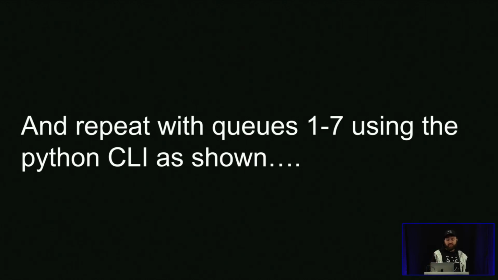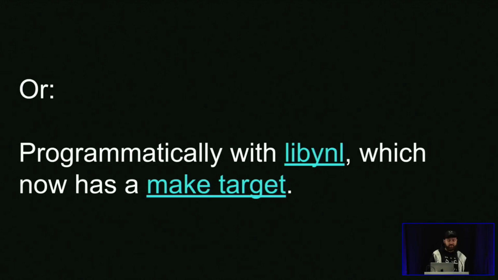If you don't want to use the Python CLI to set that, you can do this programmatically with libynl, which now has a make target. So big shout out to the folks, I think from Red Hat, who are working on that. Again, if you click on this link, it'll bring you to the commit in the kernel that adds support for a make target for libynl.